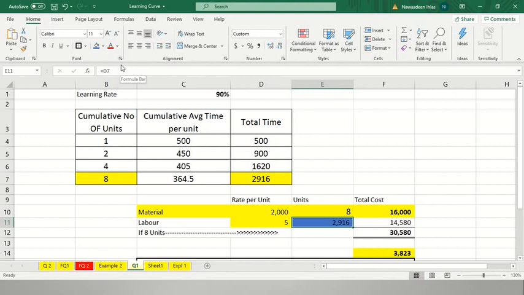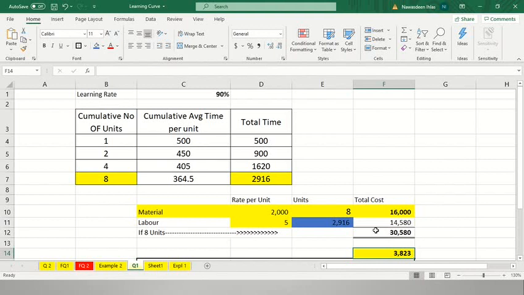Which means our time is reduced. So as a result our cost also reduced. So here you can see now our total time requirement for 8 units is 2916 hours into 5. So 14,580 will be our cost. So here you can see our total cost for 8 units will be 30,580.